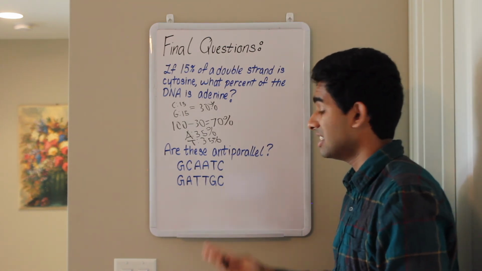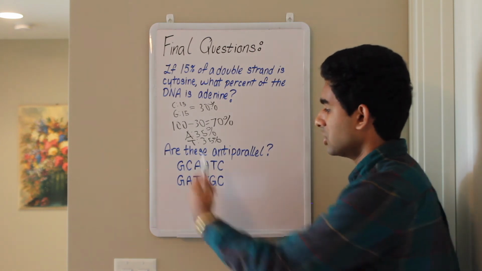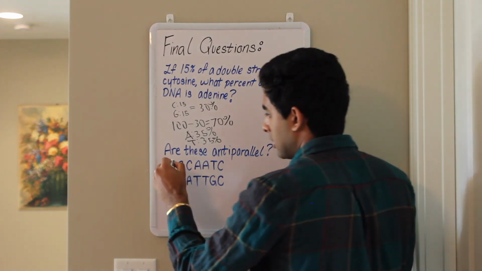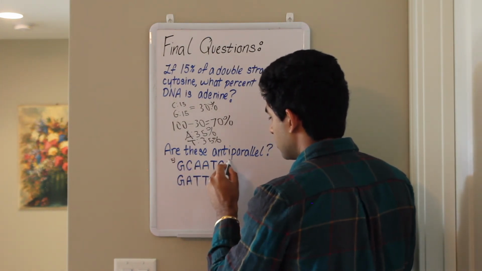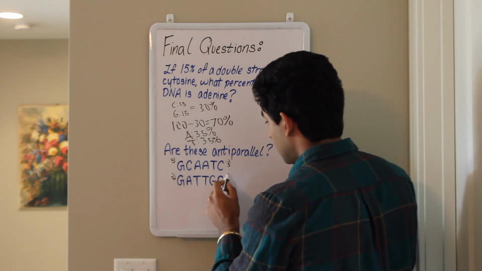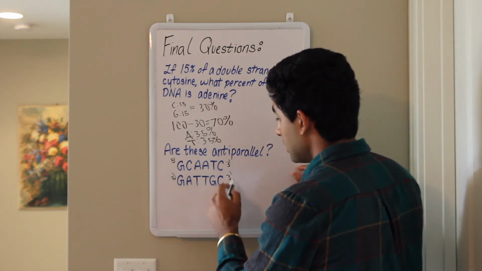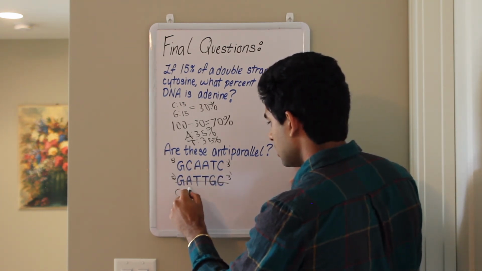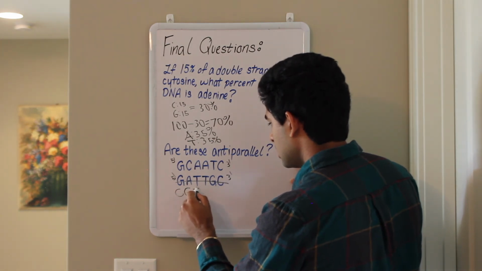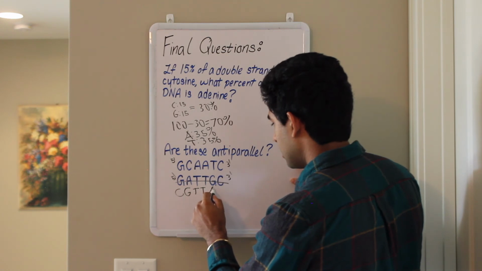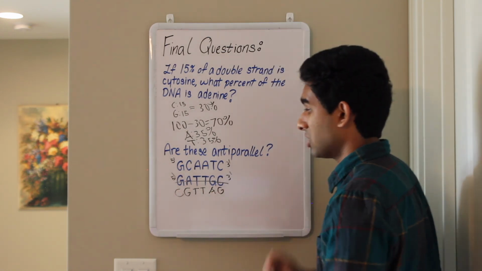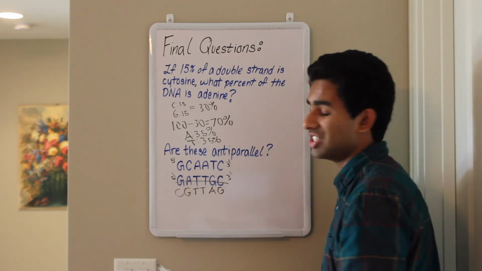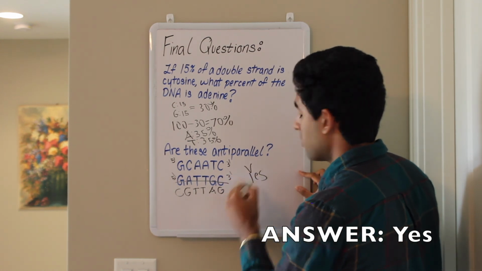GCAATC and GATTGC. At first, you might be like, of course not. The G's don't match up, the CA doesn't match up, the ATs do match up, these don't match up, these don't match up. But you're forgetting. This is the 5 side. This is the 3 side. This is also the 5 side. And this is the 3 side. So really, we would have to flip this, or one of the two, and make sure the 5 and the 3's match up. So we'll do C, G, T, T, A, G. Now do these match up? GC, CG, AA, AT, or AT, AT, TA, CG. They do. So yes, these are anti-parallel.